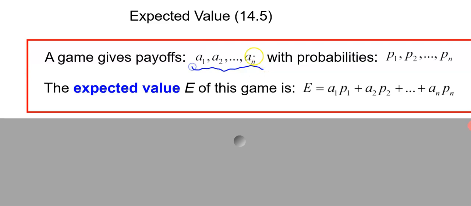The first thing is we're going to use A's for the amount or the outcomes that you would have. An amount can be positive or negative. Sometimes you win money, sometimes you lose money when you play a game of chance. Probabilities will be different sometimes for each event. Sometimes they're the same. And in the end, we're trying to find the mean or the expected value. Another name for that is the mean of the game.